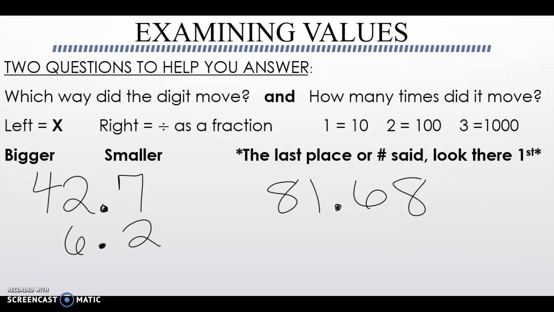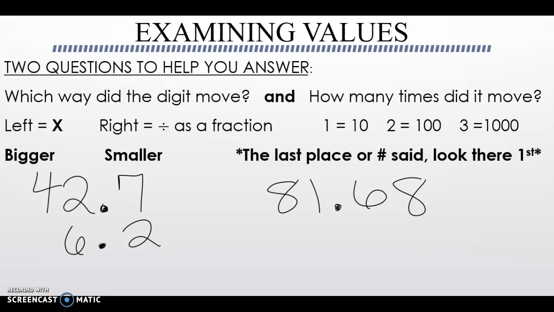How many times did it move? If it moved one time, that means it had a value of 10. Two times, a value of 100, and three would be a value of 1,000. That's based on the place value chart that you saw on the previous screen, multiplying by 10 each time.